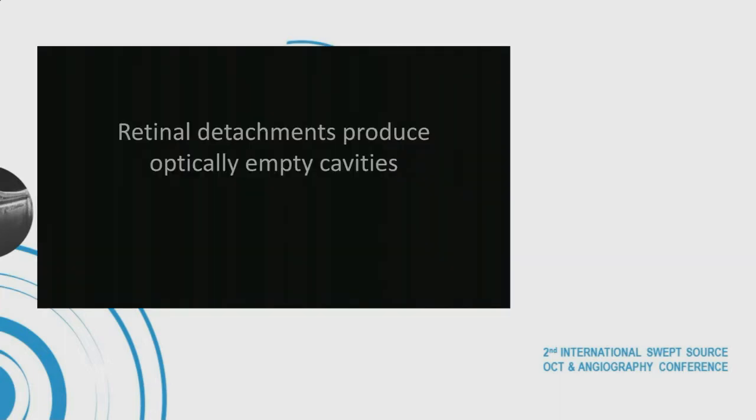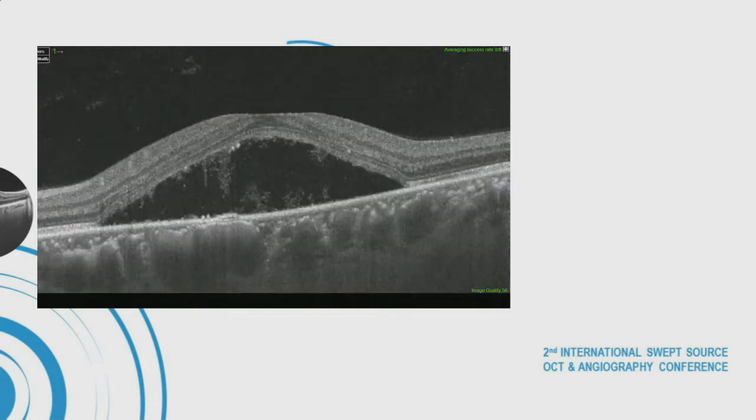Okay, so the first message here is that there are optically empty cavities in some eyes, and that's where you can go on cave exploration, which is what speleology means. And retinal detachments, for instance, produce optically empty cavities. And here's an example, and those of you who are clinicians will have a hunch of what this is.